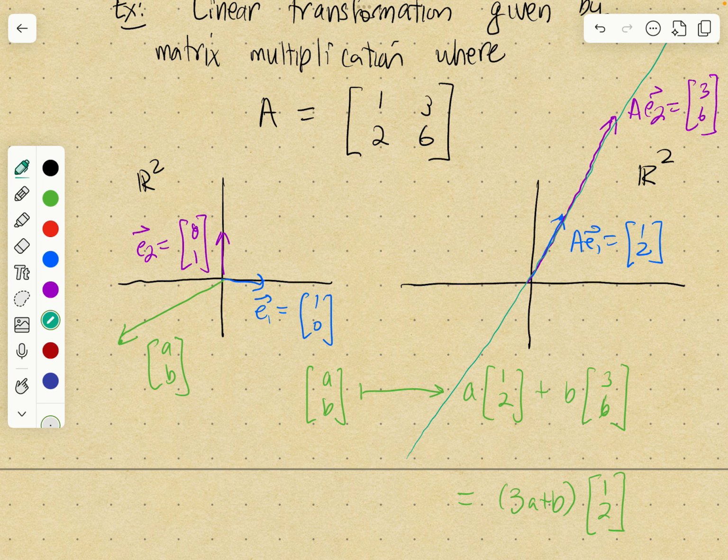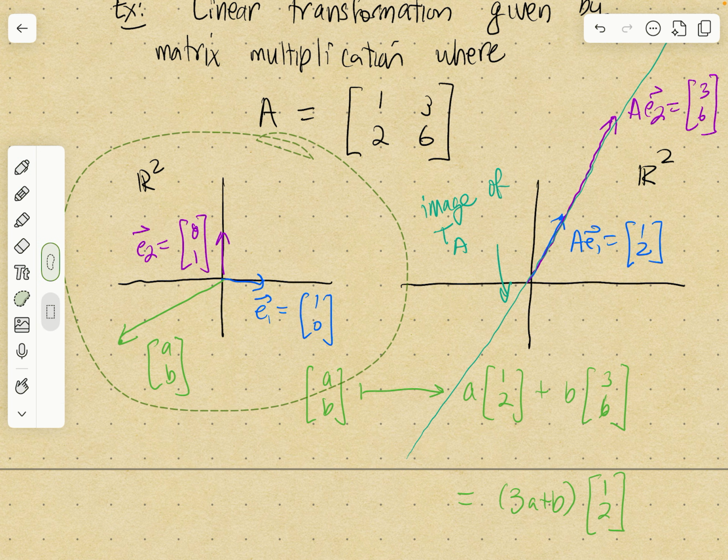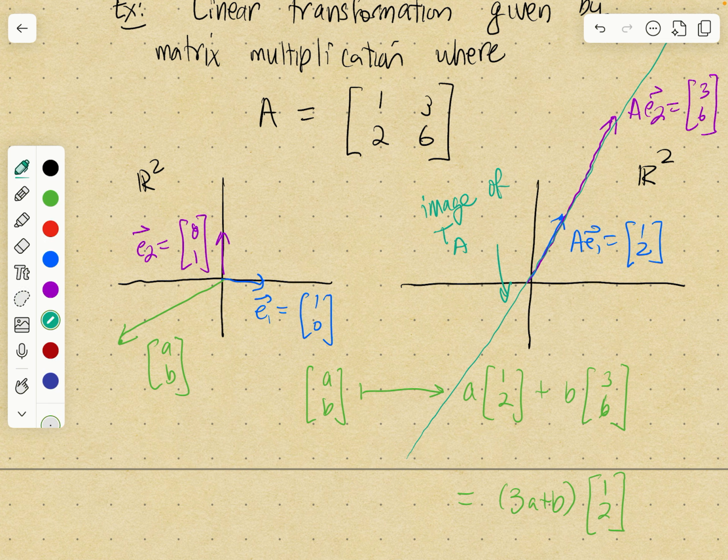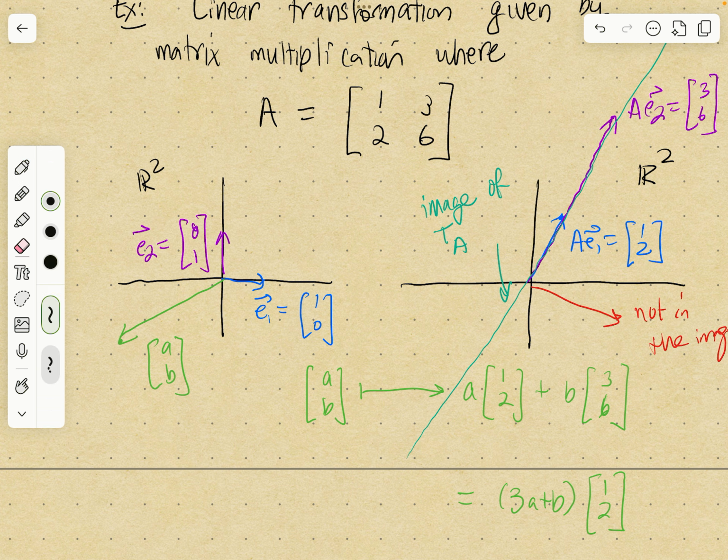So this line through 1, 2, that's the image of the function T sub A, the mapping that's defined by A. Okay, so if you plug in any vector in R2, all those vectors are going to go to this line. You're not going to get any vector that's out here or anything like that. Like this vector is not in the image of T sub A.